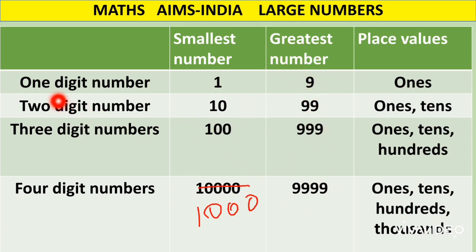Okay children, if you look at this chart here, you can see that all the greatest numbers have nines in them. One digit number has one nine, two digit numbers have two nines, greatest three digit number has three nines, and greatest four digit number has four nines. What do we understand from this children? We understand that all the greatest numbers have nines in them. In the same way, if I ask you to write greatest five digit number, it will have five nines.